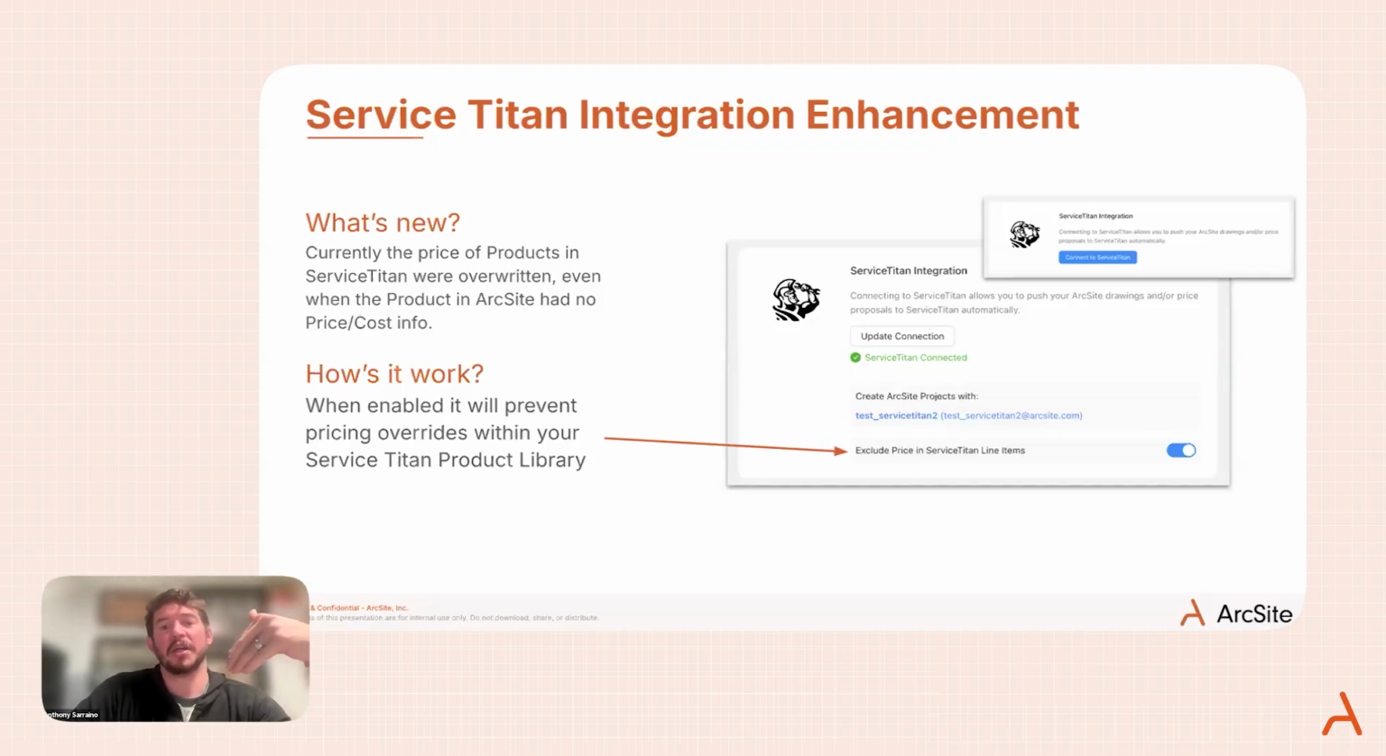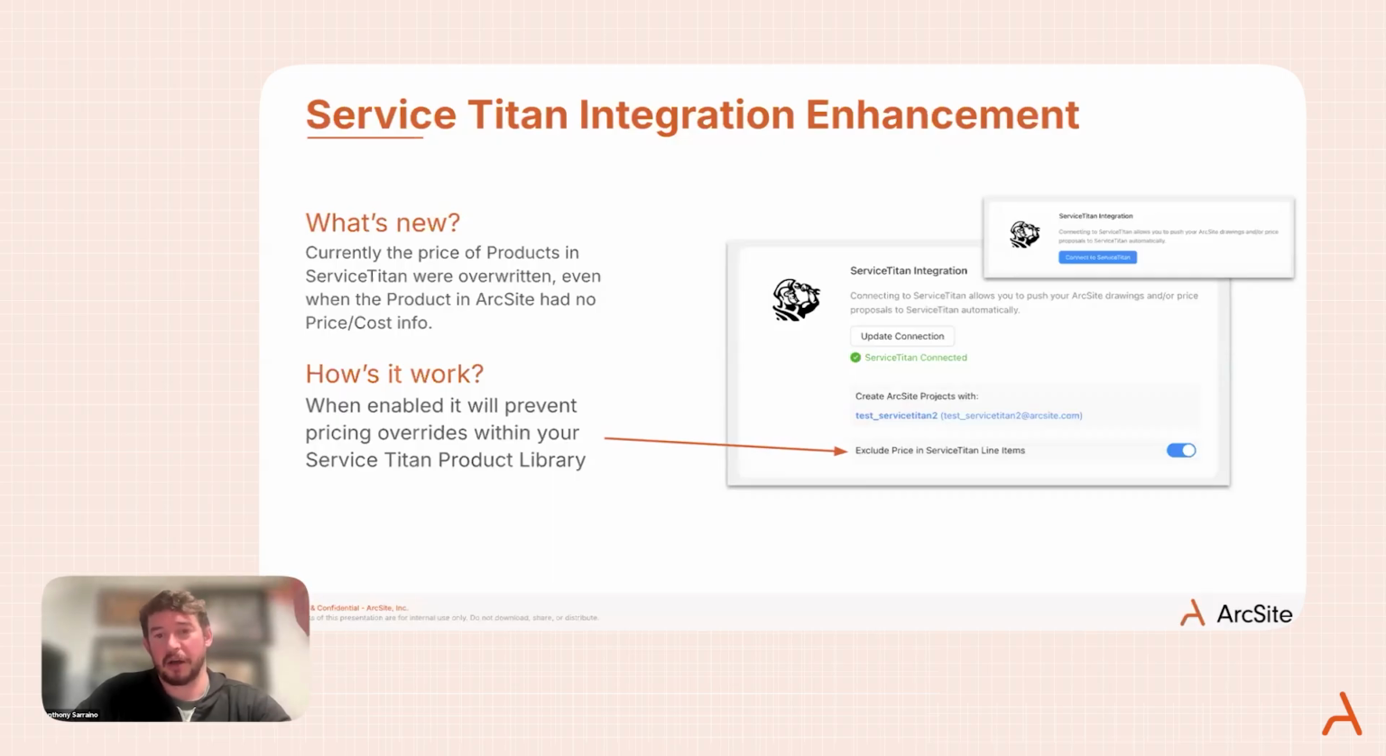So a lot of times, since you are sending your proposal and you're managing the cost of your products inside of Service Titan more so than in ArcSite, if you had a blank line item or it wasn't set up to have a price associated with your ArcSite product, it would basically overwrite whatever you had in Service Titan. So we've gone ahead and added a setting now inside of your Service Titan integration side.